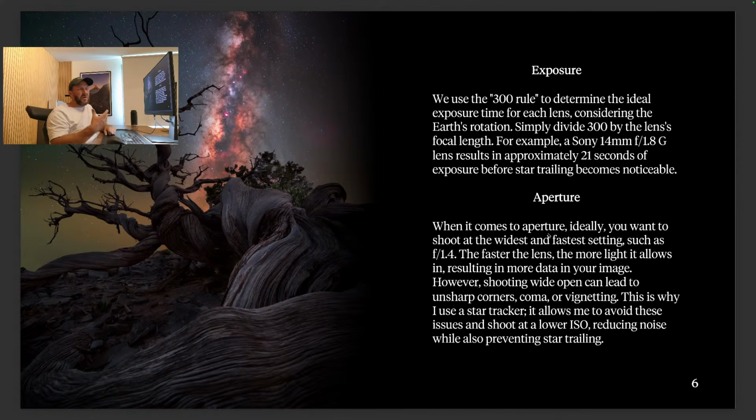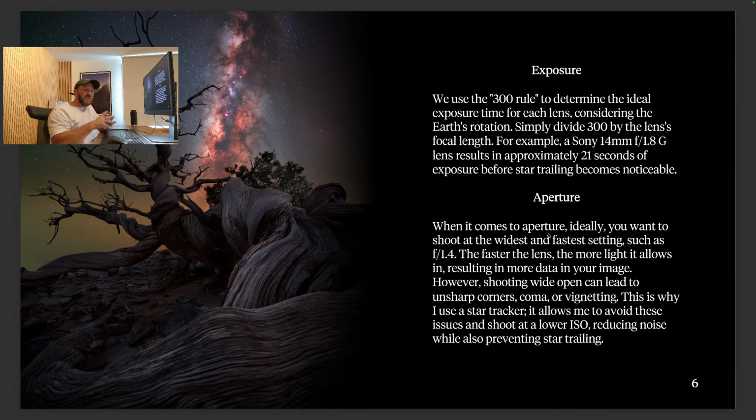So for example, if I want to use a 14mm today, I know that if I divide 300 by 14mm, I'll get around 21 seconds. Most cameras use even numbers, so I tend to round that down to 20 seconds. That means that anything more than 20 seconds, I will start to get trails in my stars or unsharp stars due to the Earth's rotation. So in order to avoid that, we have to make sure to follow the 300 rule.